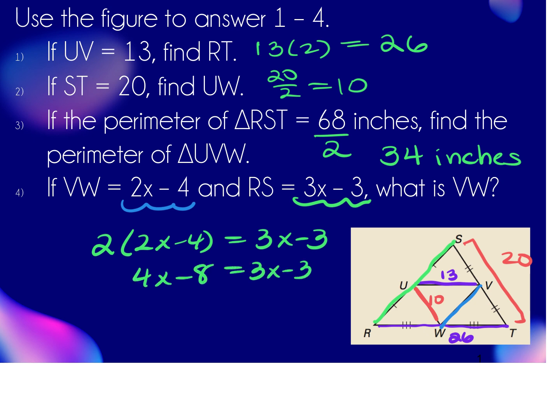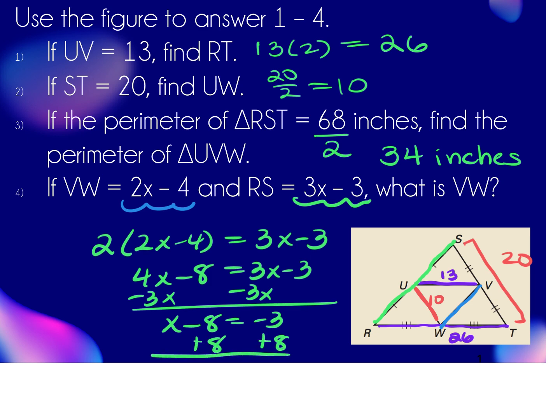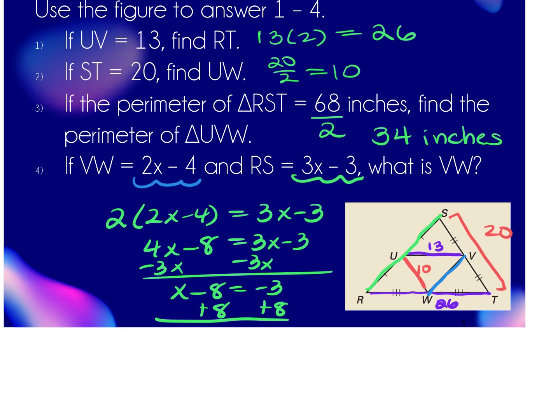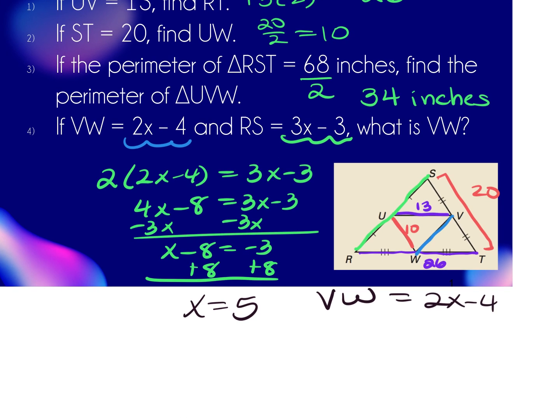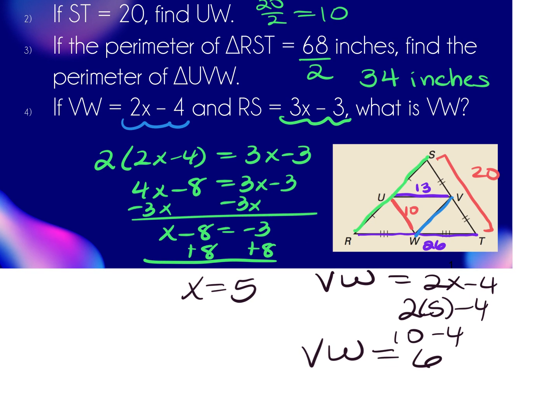combine my like terms, move the 8, and I get x is equal to 5. It didn't say to find x, it wants VW, and remember VW was 2x minus 4, so now plug in 5 for x, multiply and subtract, and VW equals 6.